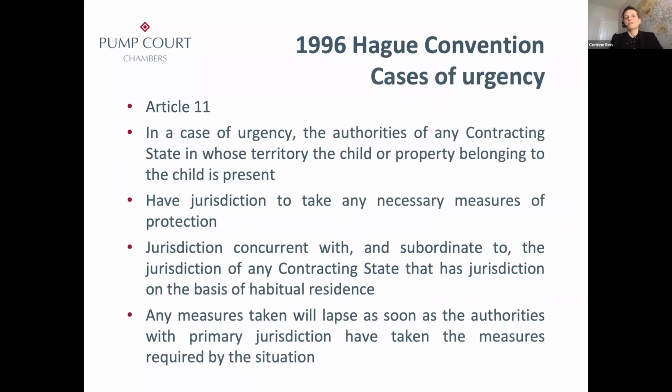Cases of urgency are dealt with in Article 11. This says, in a case of urgency, the authorities of any contracting state in whose territory the child or property belonging to the child is present have jurisdiction to take any necessary measures of protection. Now, none of this, I think, is defined, but I'll come on in a moment to what that may cover. The jurisdiction is concurrent with and subordinate to the jurisdiction of any contracting state that has jurisdiction on the basis of habitual residence, and any measures taken will lapse as soon as the authorities with primary jurisdiction have taken the measures required by the situation.